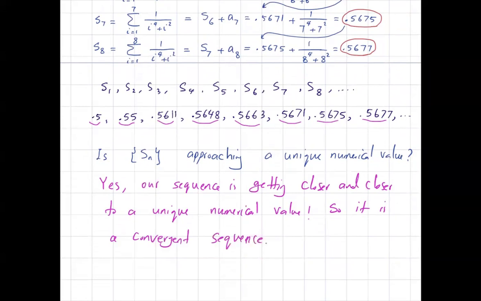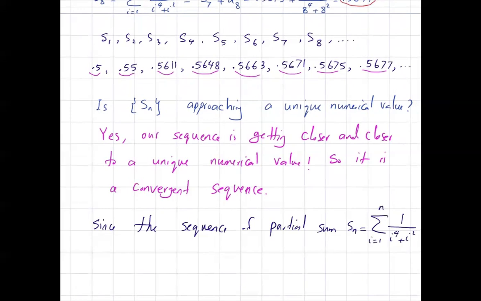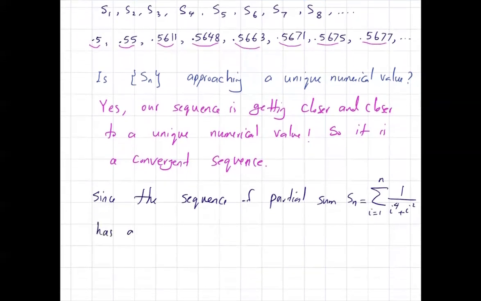So what's the meaning of that for our series? Since the sequence of partial sums S sub n, that you defined as the summation of 1 over i to the fourth plus i squared, i starts from 1 to n, has a unique numerical limit, this limit of S of n as n approaches infinity is equal to a numerical value like L. We don't know exactly what that number is. I'm guessing 0.57, something like that.